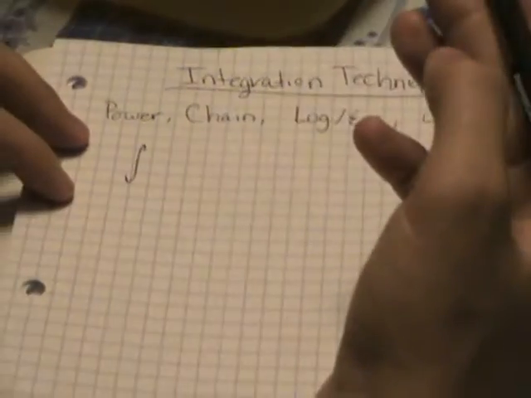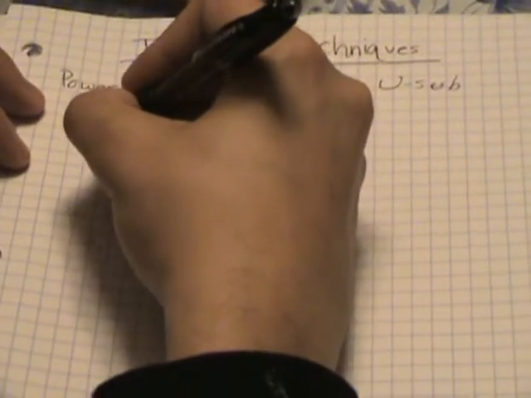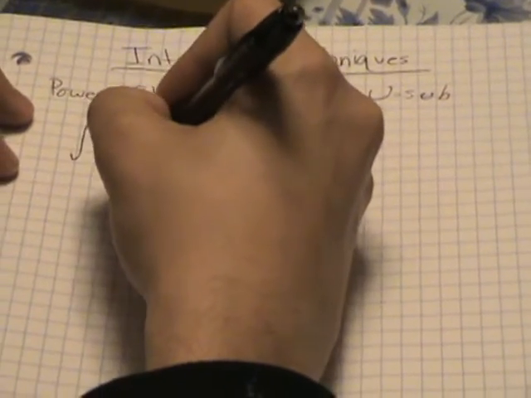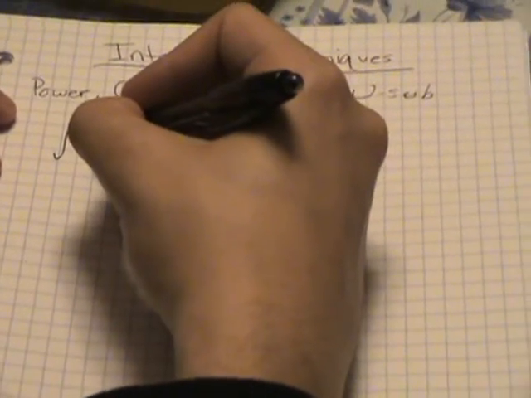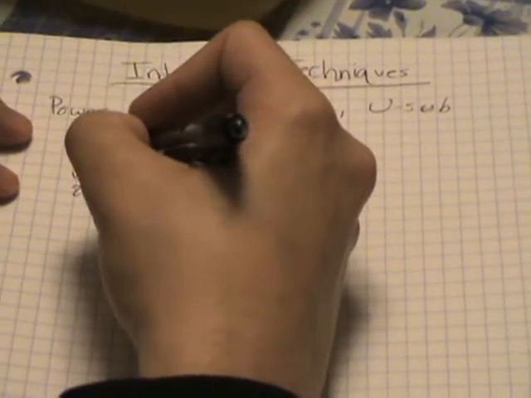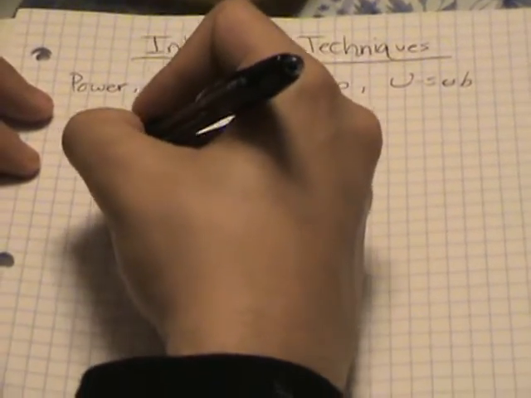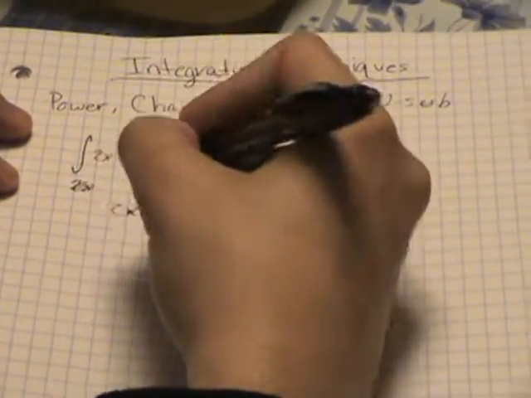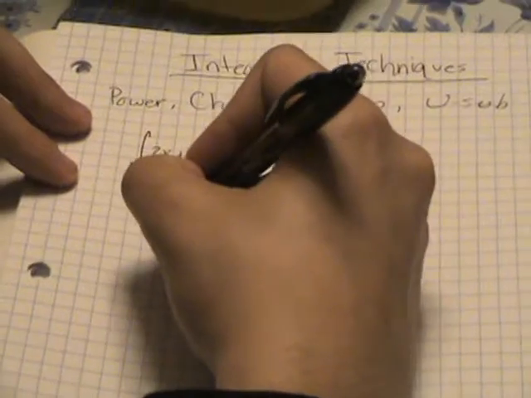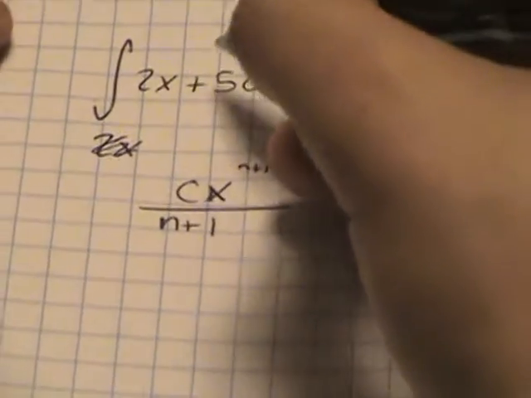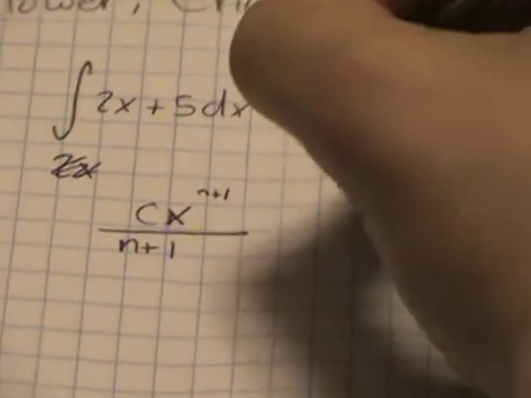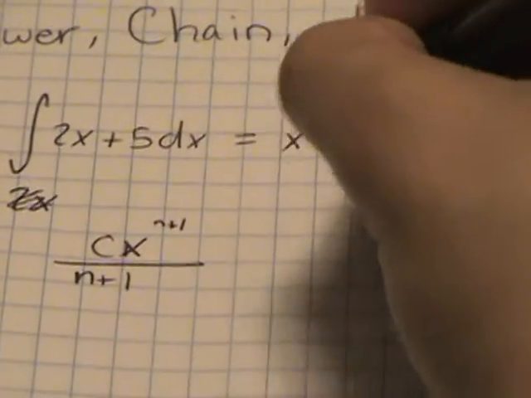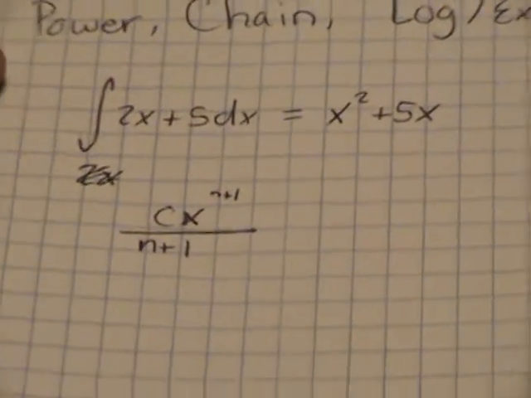The power rule is just like the power rule for finding the derivative. So let's say we have the integral of 2x plus 5 dx. What you're going to do is the same thing you did before, but the rule is that before, you did n minus 1 and multiplied by n. This time, you're going to have x^(n+1) over n+1. So here, 2x, you add 1 to the power and it becomes 2, and you divide by 2, and you just get x squared. Here, it's just going to become 5x. And that's how you do the power rule.